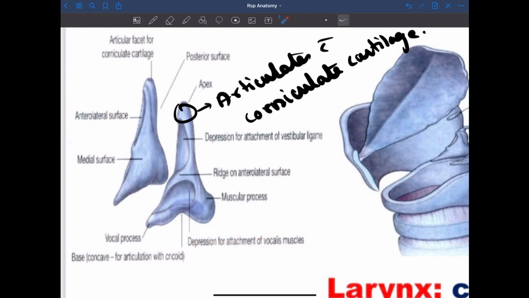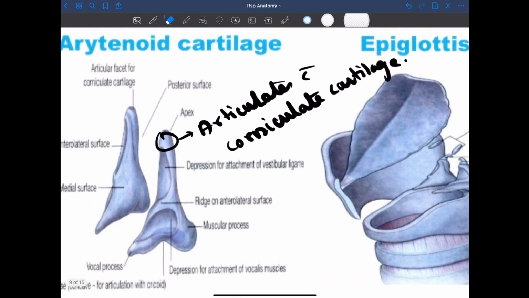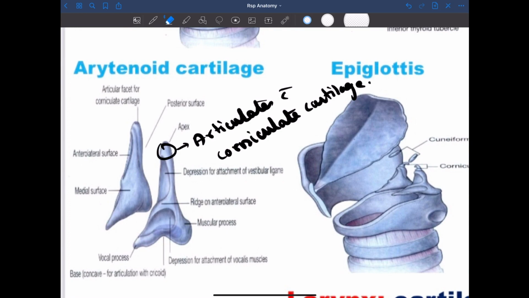Now, the base has two important processes, the vocal process and the muscular process. The vocal process gives attachment to the vocal ligament, and the muscular process gives attachment to 3 muscles. That is the things you need to know about the arytenoid cartilage.